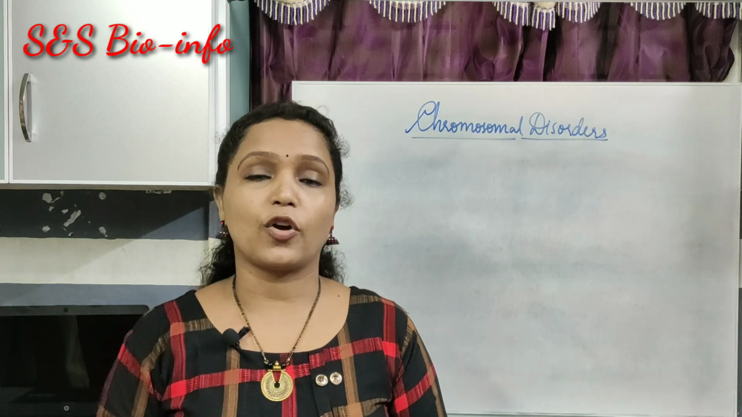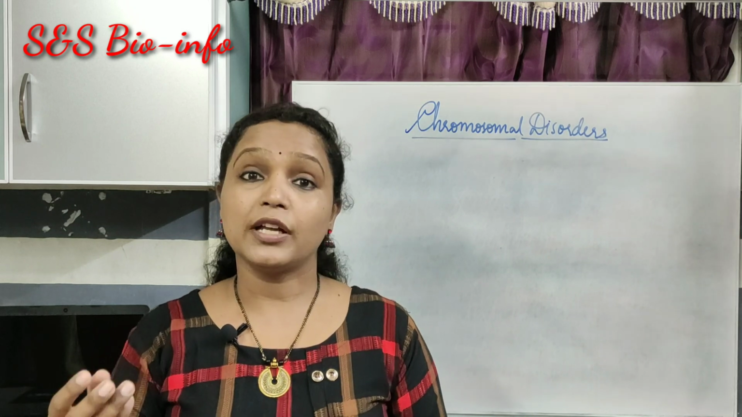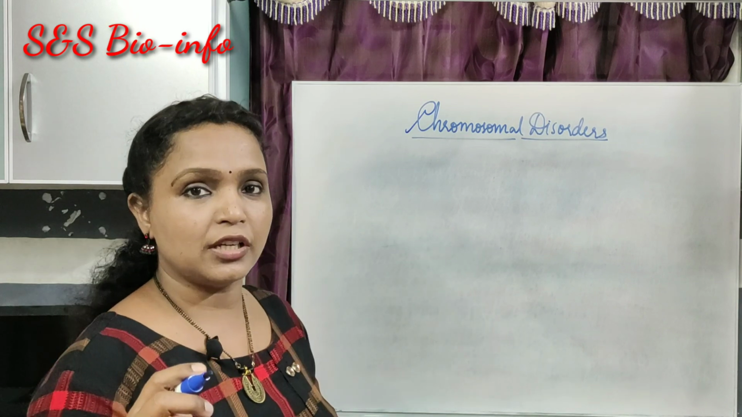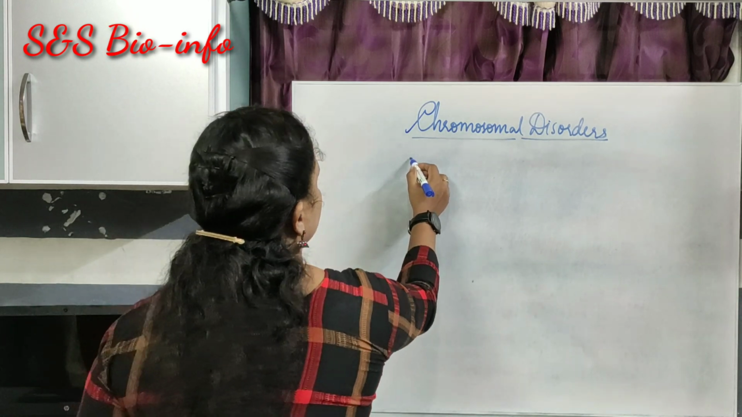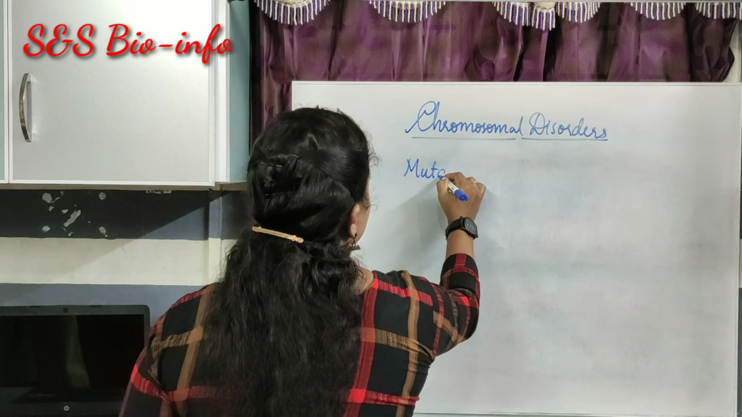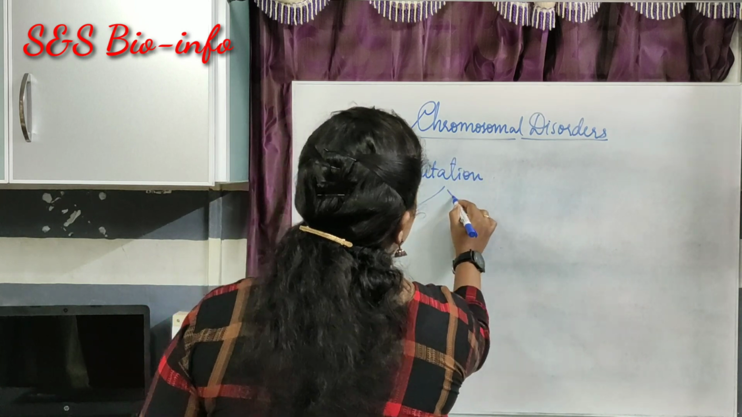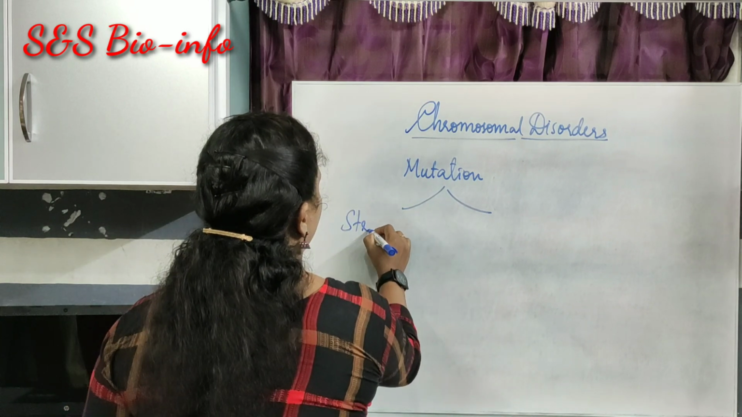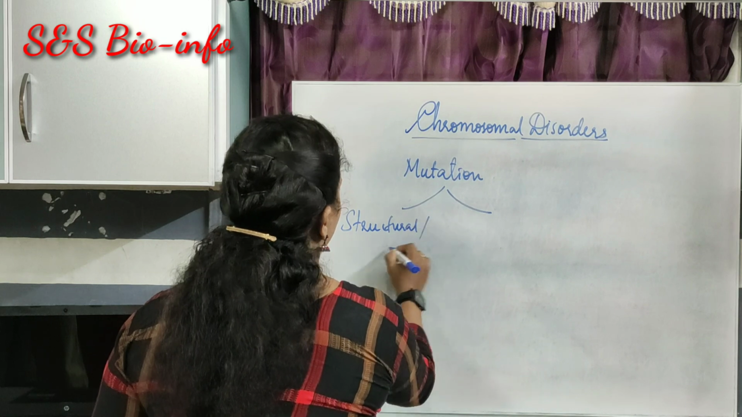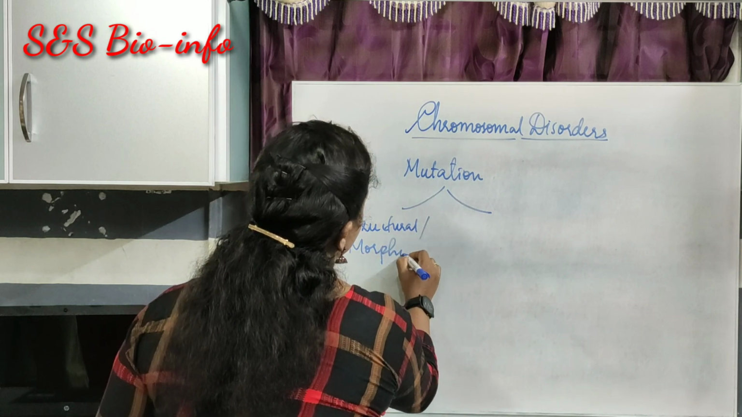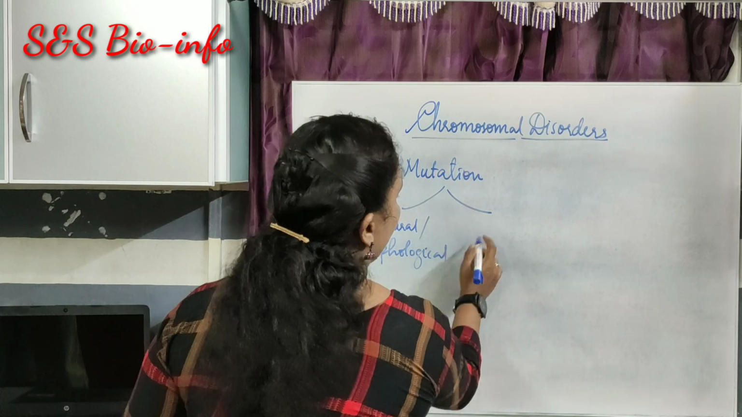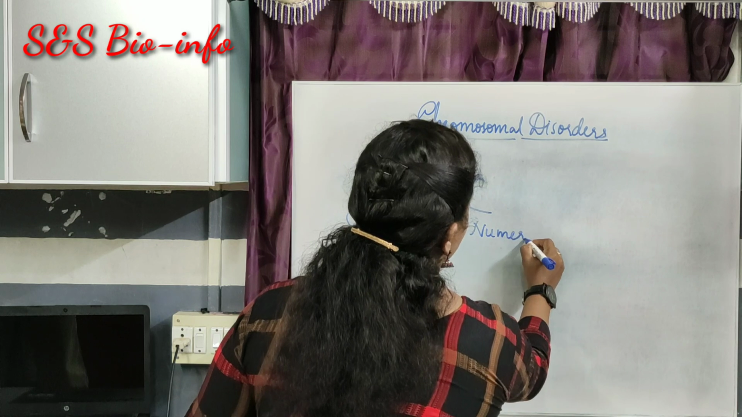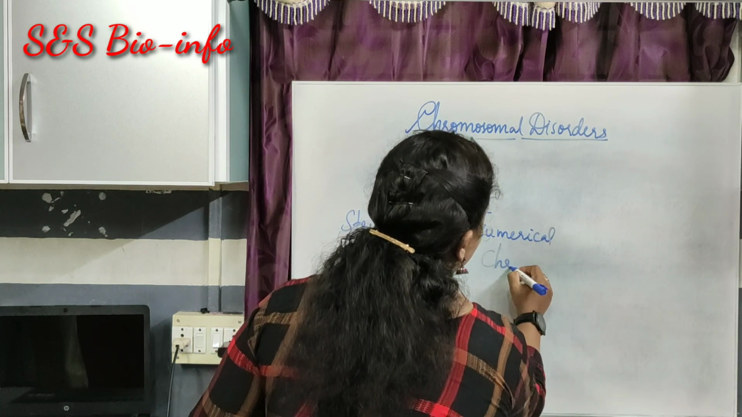Then what is meant by chromosomal mutations? The mutations that occur in the chromosomes. The chromosomal mutation is of two types. Those are structural or morphological chromosomal mutation and numerical chromosomal mutation.